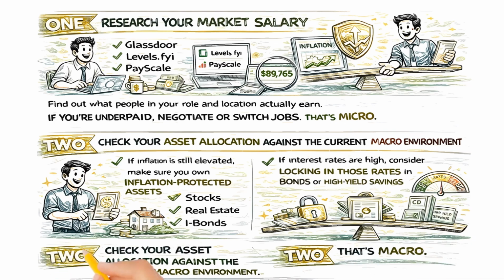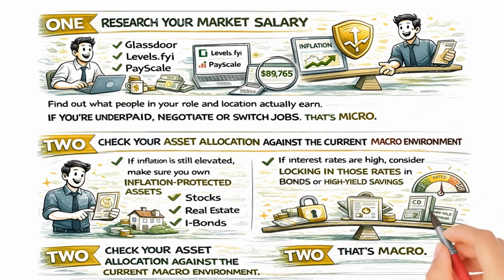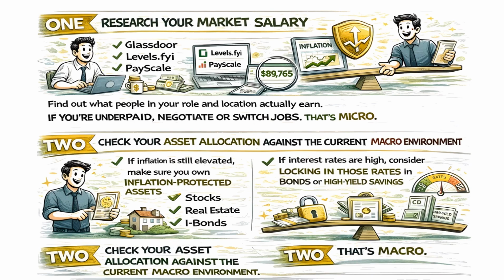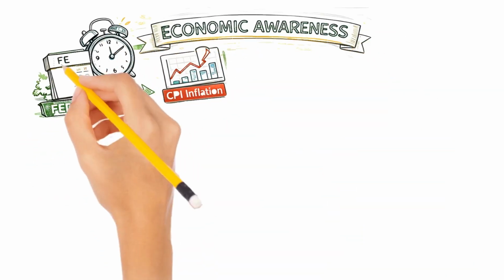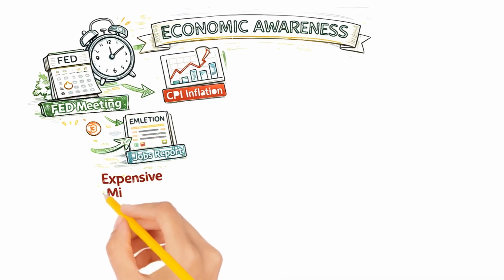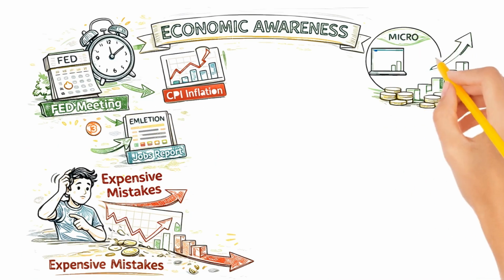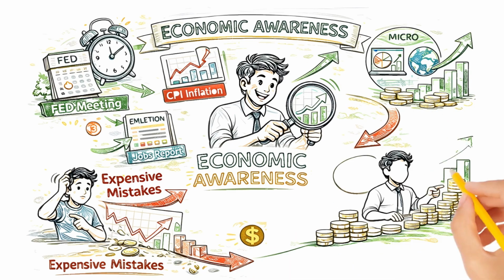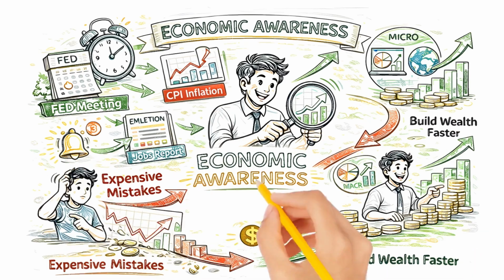2. Check your asset allocation against the current macro environment. If inflation is still elevated, make sure you own inflation-protected assets. Stocks, real estate, I-bonds. If interest rates are high, consider locking in those rates in bonds or high-yield savings. That's macro. 3. Set up an economic calendar alert. Follow the Fed's meeting schedule. Watch for monthly jobs reports and CPI inflation data. You don't need to obsess over it. Just be aware. That awareness will help you understand why markets move and whether your financial plan needs adjusting.